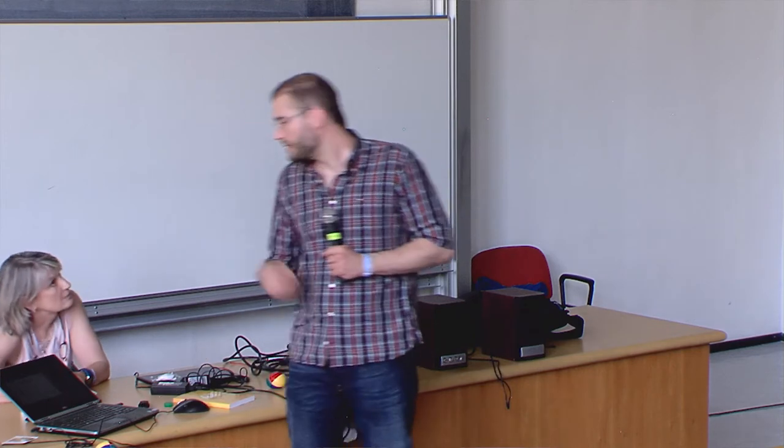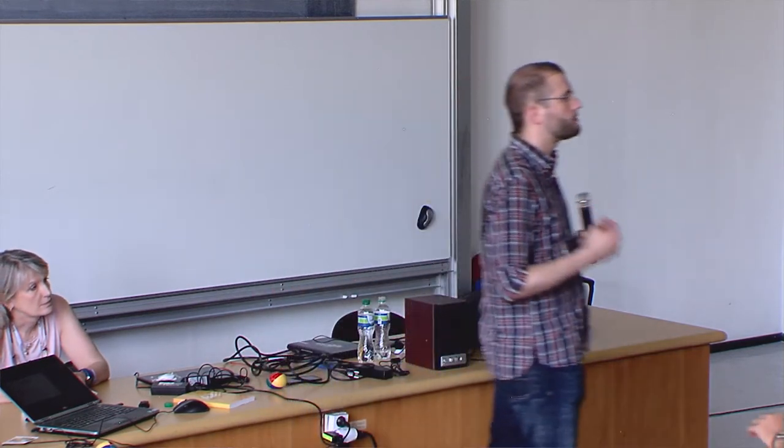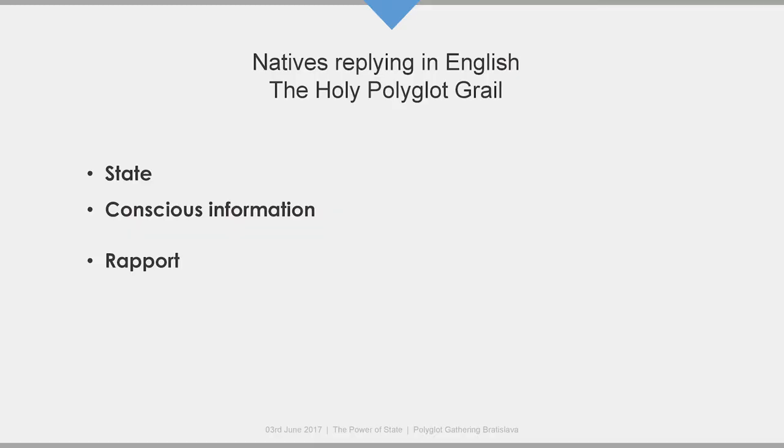So let's tackle the holy grail of polyglotism. What to do when the person replies in English? We need three elements for that one. First is being in the right state. Now we have talked about that one. The second one is conscious information. We'll handle that one in a minute.